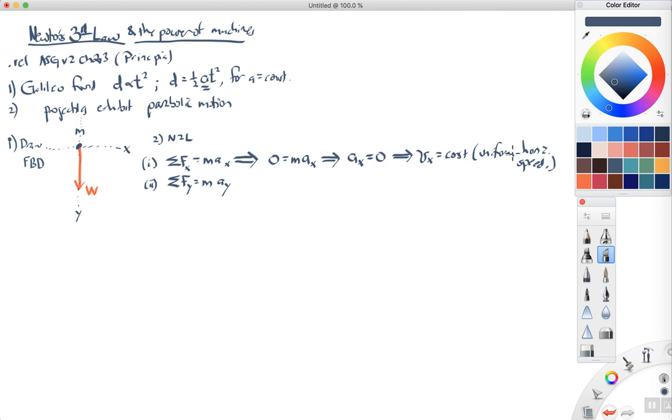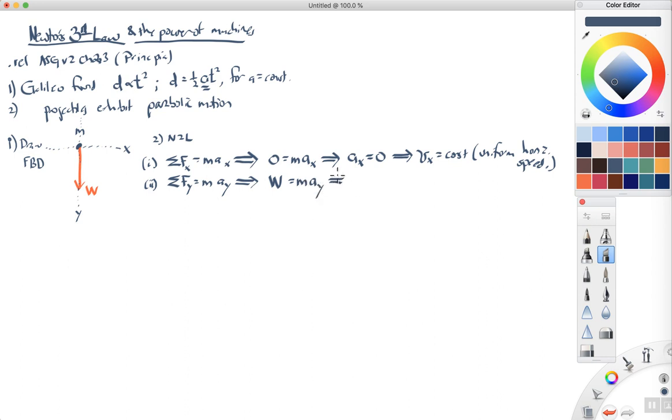Okay, so whereas Galileo simply assumed a constant horizontal speed, what we're doing here is we're showing how that constant horizontal speed arises from Newton's second law. Okay, what about in the vertical direction? Well, the force in the vertical direction is just the weight pointing downward. That equals mass times acceleration in the y direction.